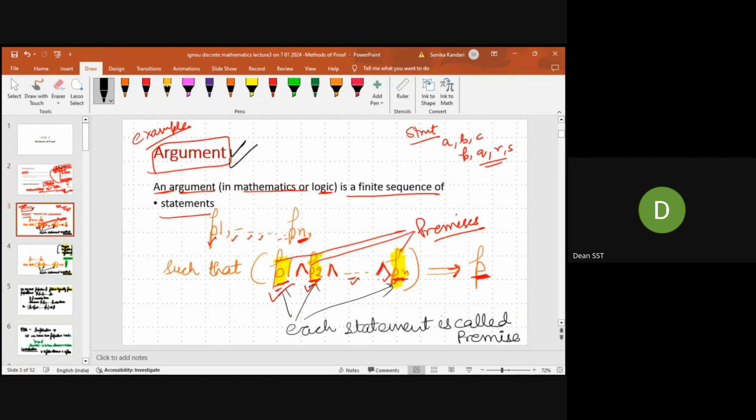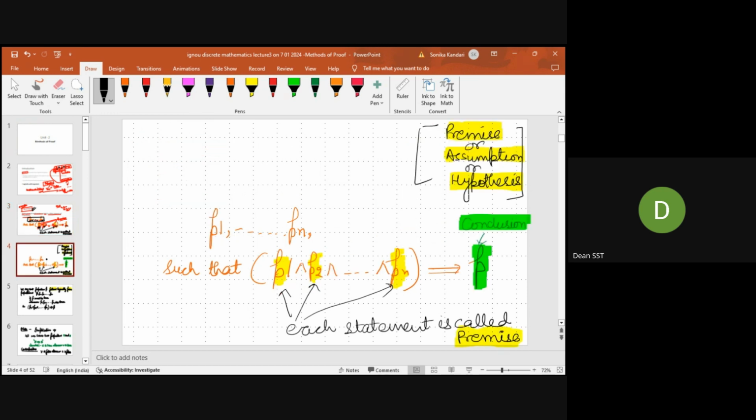Now we are using argument. See, here we have propositions from P1, P2, P3, P4 up to Pn. Then each statement here is known as a premise. Can you view the premises? P1 and P2 and P3 up to Pn, it implies P. These premises are also known as assumption or hypothesis. Suppose I'm writing P1 and P2, it implies P.